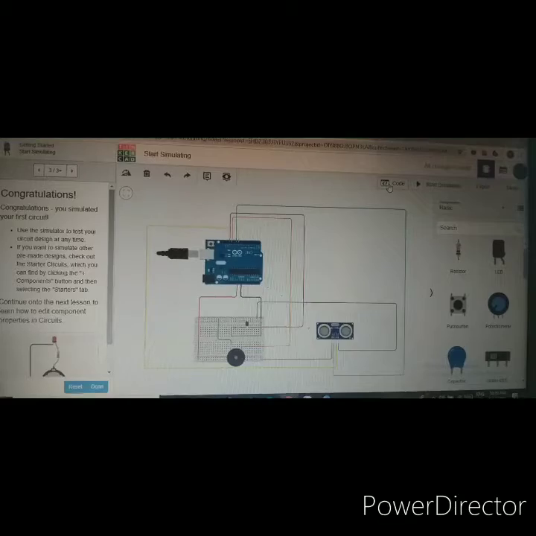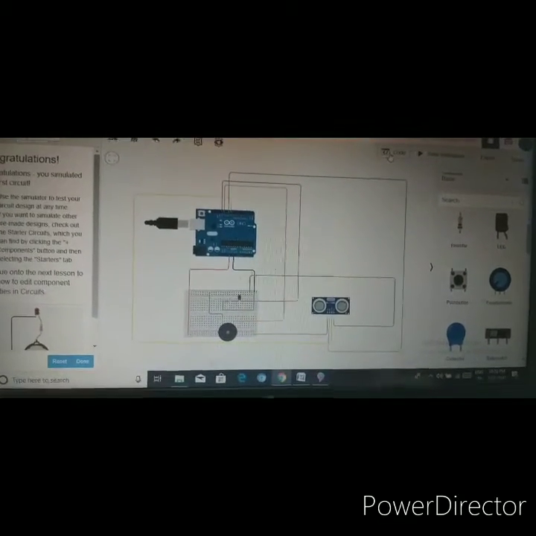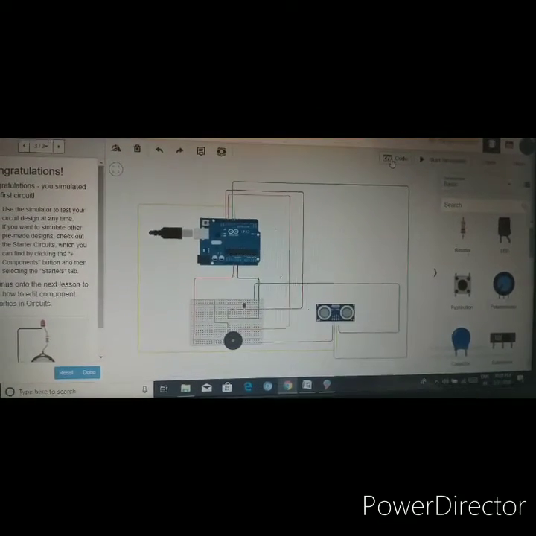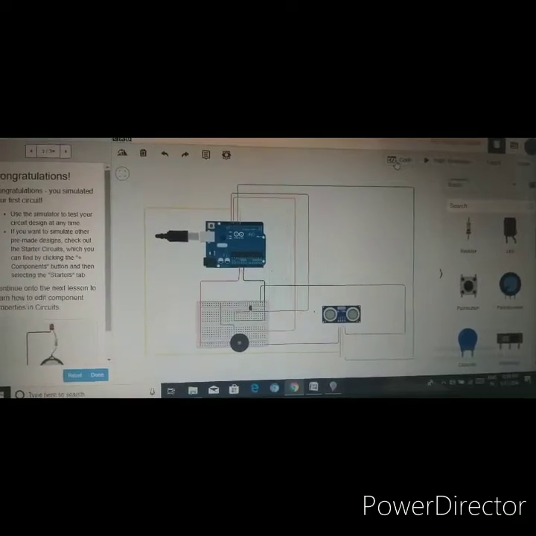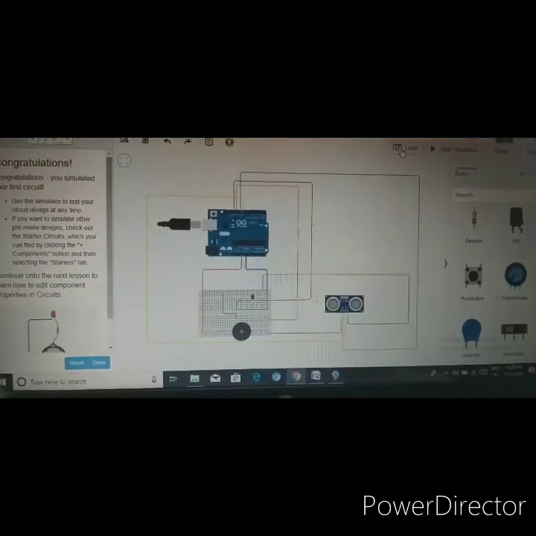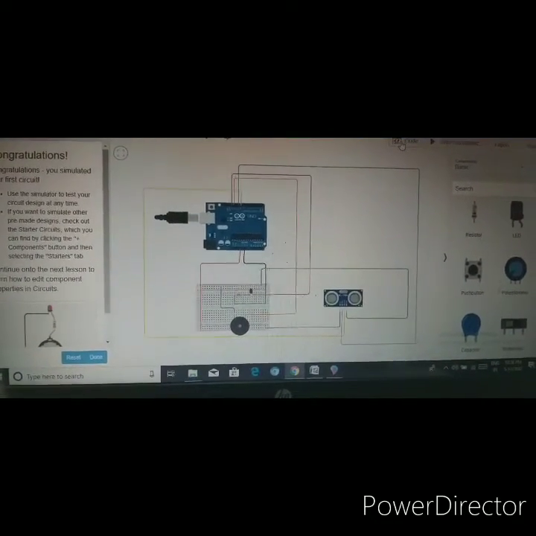Today my topic is social distancing sensor. So this is the sensor that I have constructed on Tinkercad software. What is the reason to construct only this sensor?